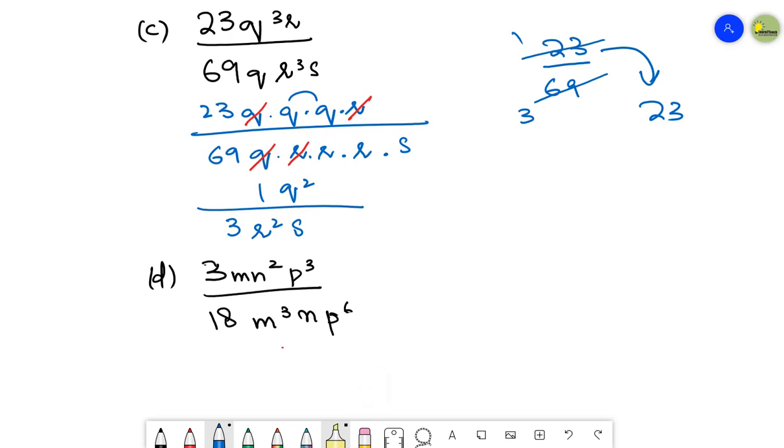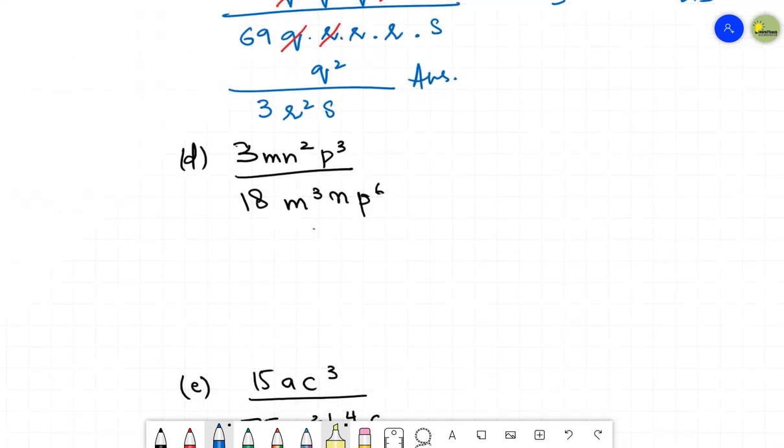Right? And one more thing is that whenever you have 1 as a coefficient of a variable, there is no need to write it. In algebra, there is no need to write 1 as a coefficient of a variable, because it is very obvious that whenever there is nothing present with the variable, the coefficient is considered as 1 by default. So there is no need to write that 1. The final answer is going to be Q square divided by 3 R square S. Now, let's do part B.